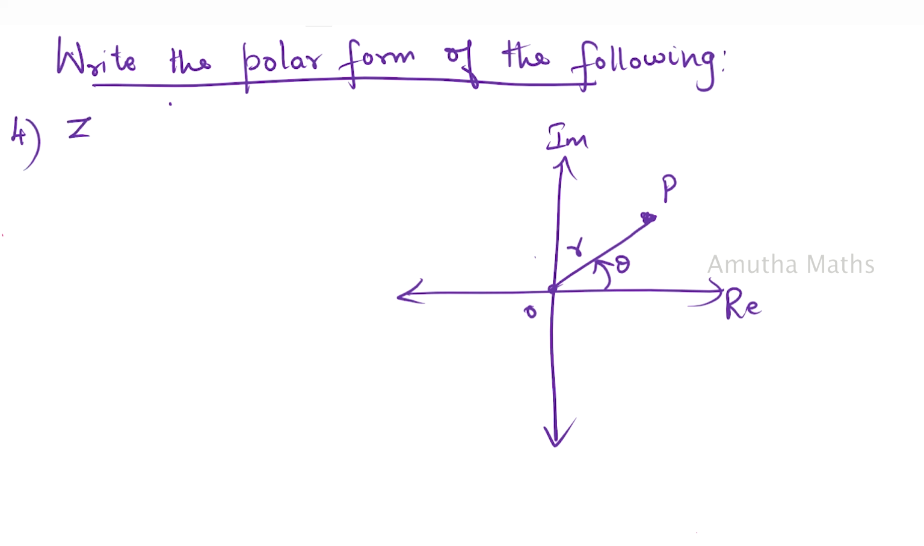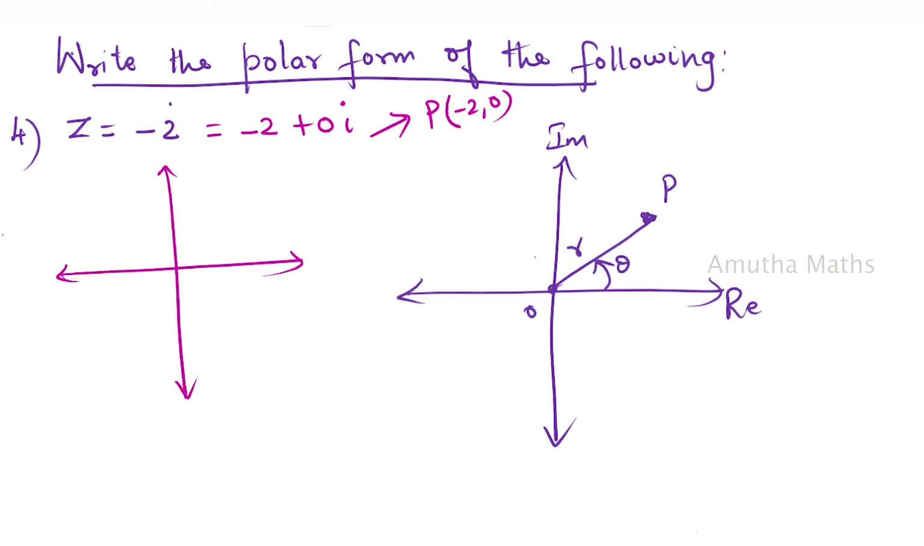Now we shall do one more sum. Let z is equal to minus 2. So how will you write this minus 2? Minus 2 plus 0i. So how will you plot this point? Minus 2 comma 0. We shall draw the diagram. So where will you plot the point P of (minus 2, 0)? Minus 2 comma 0 will be here. This is our point P and this is the origin.